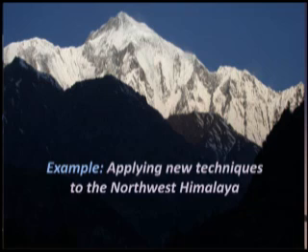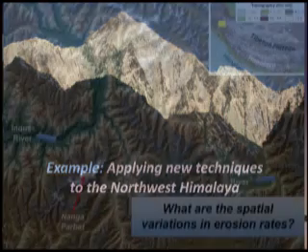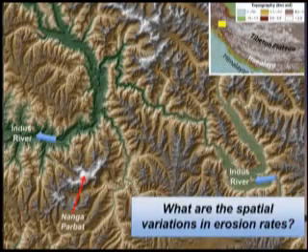So I'd like to look at one example from the northwest Himalayas. And this is an area where there's very high topography. Here's Nanga Parbat, one of the 14 highest mountains in the world, and the Indus River flows through here. There's a 7-kilometer difference in altitude between the Indus River here and the top of Nanga Parbat. So we might wonder, what are the variations in erosion rates across this landscape?